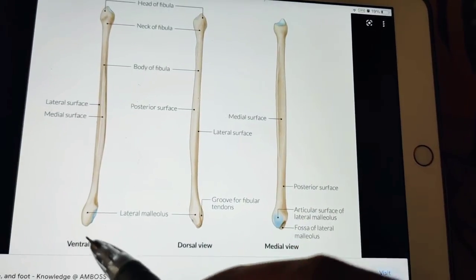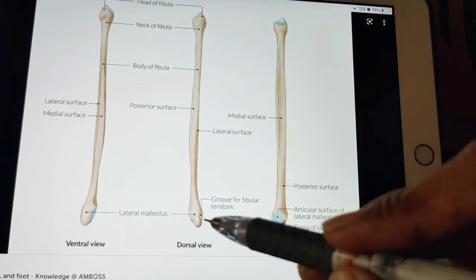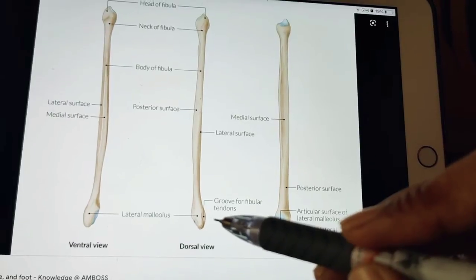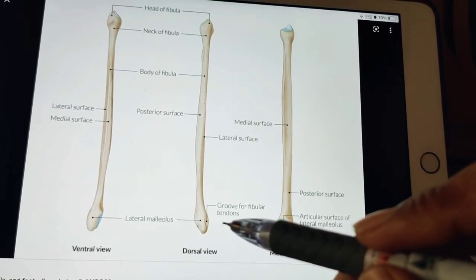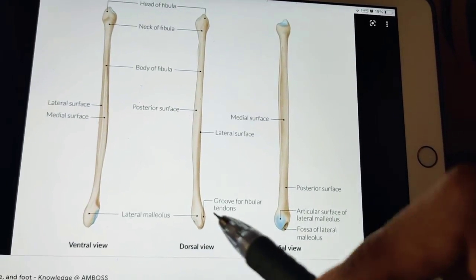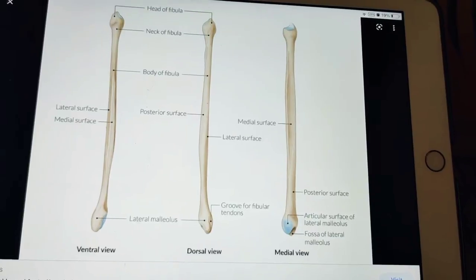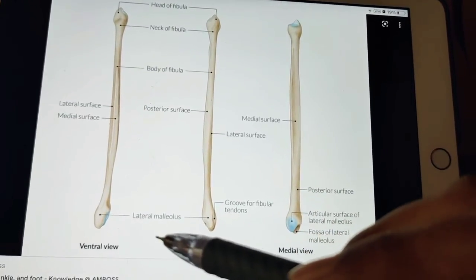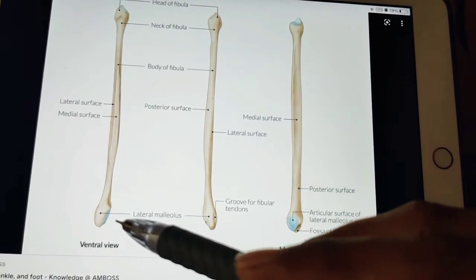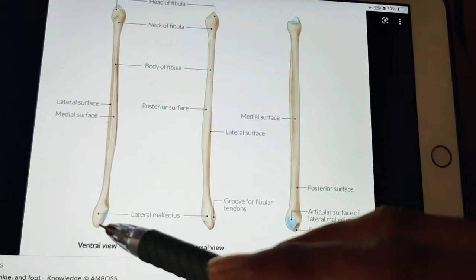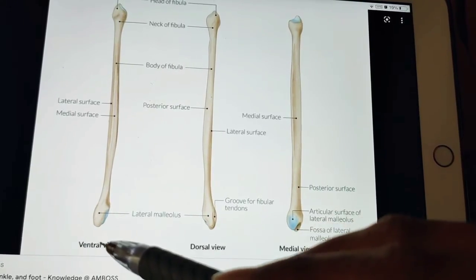If you see the lower end, it is flattened from side to side and expanded anteroposteriorly. You can see this is a ventral view, this is the dorsal view. Even in the dorsal view it is expanded, right? So anteroposteriorly it is expanded and flattened side to side. See, this side flattened, this side flattened, even in this side. Okay, so next, coming to the medial side of the lower end. The medial side of the lower end bears a triangular articular surface. This is the medial side because this is the lateral side, the lateral malleolus.